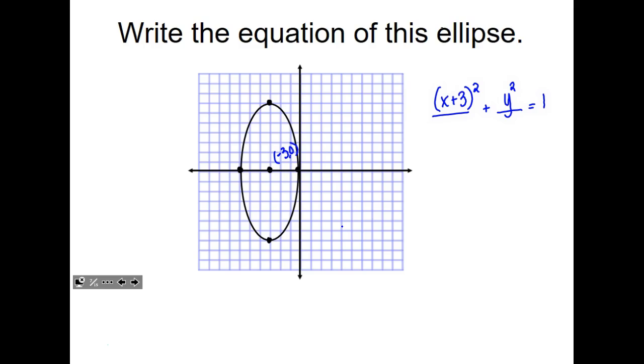And then horizontally, here my distance is 3. So 3 squared is 9. I'm going to put that underneath the x since it's horizontal. And then vertically, here, my vertical distance is 7. So 7 squared is 49. So I'll put that 49 underneath the y squared.